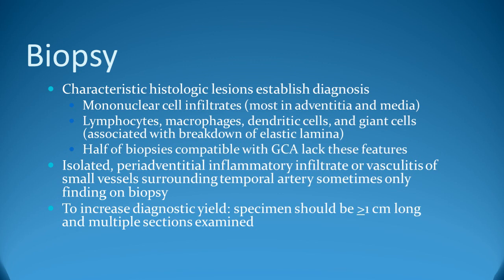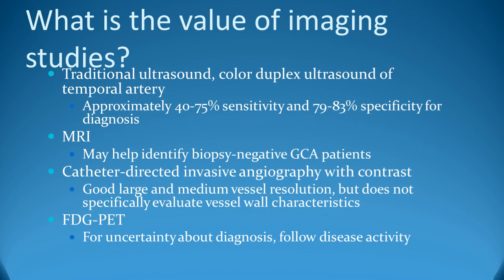The characteristic lesions include mononuclear cell infiltrates, lymphocytes, and isolated periadventitial inflammatory infiltrate. To increase the diagnostic yield, a specimen should have 1 cm long multiple sections examined. We can do ultrasound, MRI, catheter-directed invasive angiography, and FDG PET scan.